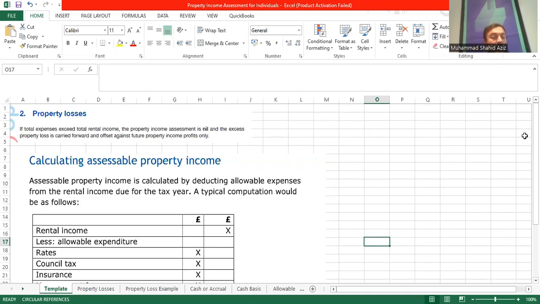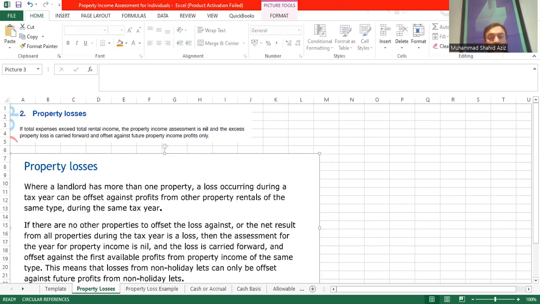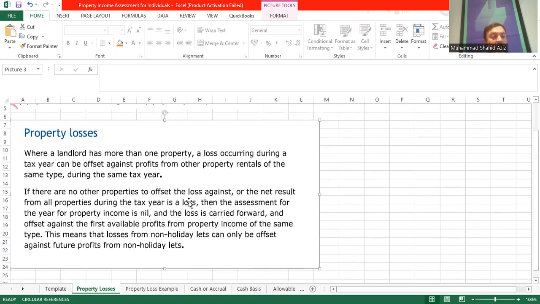And if there is a loss on a property, how will we deal with the loss? Where a landlord has more than one property, the landlord can adjust the loss of one property against another property in the same tax year. If there are no other properties to offset the loss against, or the net result from all property during the tax year is a loss, then the assessment for the year for property income is nil and the loss is carried forward.